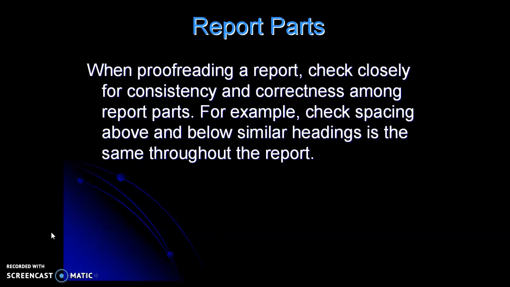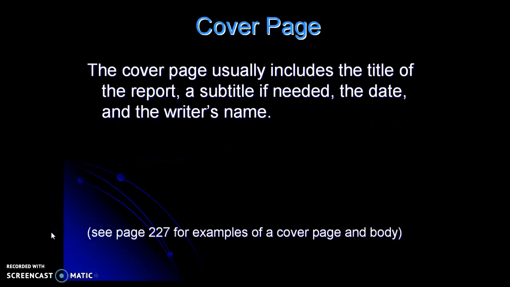When proofreading a report, check closely for consistency and correctness among report parts. For example, check that spacing above and below similar headings is the same throughout the report. The cover page. The cover page usually includes the title of the report, a subtitle if needed, the date, and the writer's name. You can see page 227 for examples.